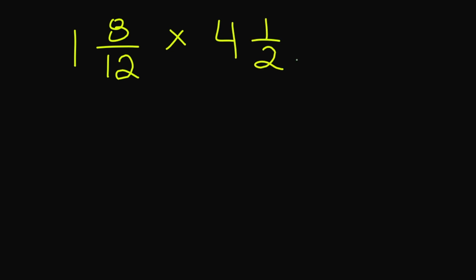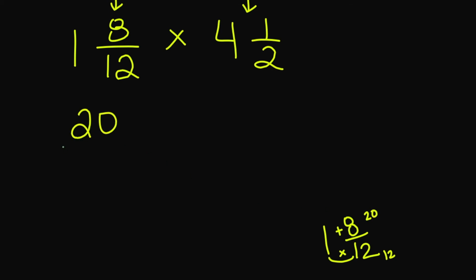Let's try 1 and 8 twelfths times 4 and 1/2. So let's try this example here. We're going to turn both of our mixed numbers into improper fractions, and then we're going to multiply. So 1 times 12, this is going to equal 12, plus 8 is going to equal 20. So your improper fraction here is going to be 20 over 12.